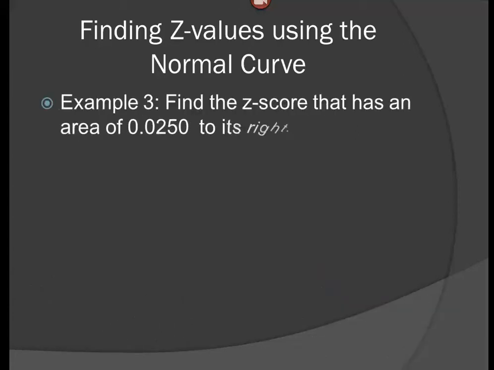Example 3, though, I want to look at before we do, asks us to find a z-score that has an area of 0.025 to its right. This, of course, is different. And as you know, the z-table is only limited to areas that are to its left. So, just looking at a normal curve, we're going to look at 2 ways that we can accomplish this that I think illustrate a really important point.